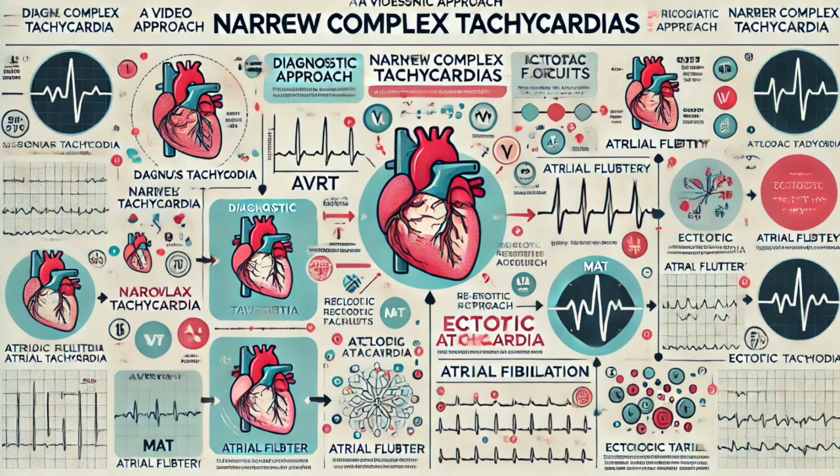So the treatment, if it's unstable, we're going to start with synchronized cardioversion, so that's unstable hemodynamics. If it's stable, we can try vagal maneuvers as well, Valsalva, ice water, and also adenosine for AVNRT or AVRT. And that can be diagnostic or therapeutic in those cases. For the other ones, beta blockers, calcium channel blockers, and amiodarone.